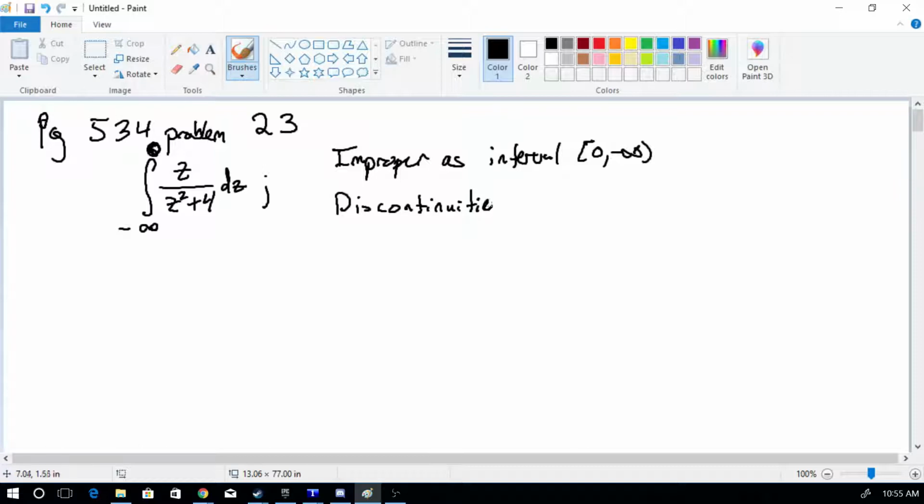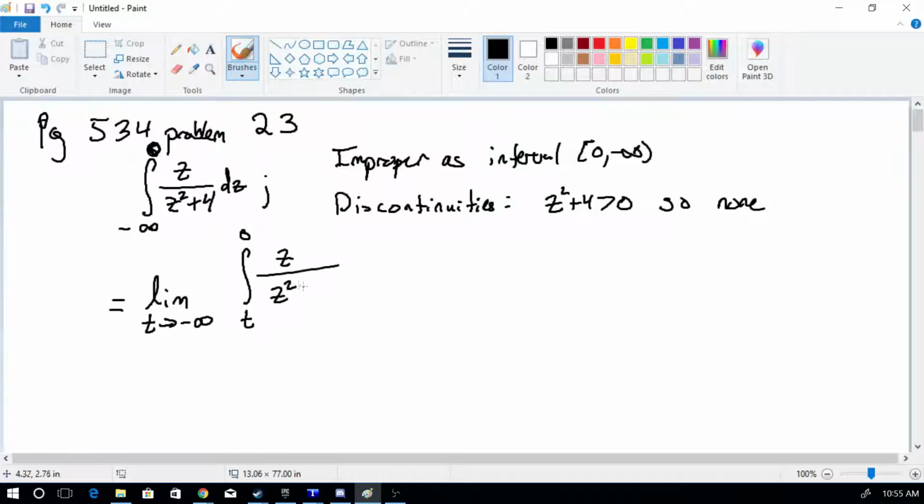Our discontinuities, well, z squared plus 4 is always strictly positive, so there's none. We have no discontinuities. So this problem now becomes the limit as t approaches negative infinity, the integral from t to 0, z over z squared plus 4 dz.